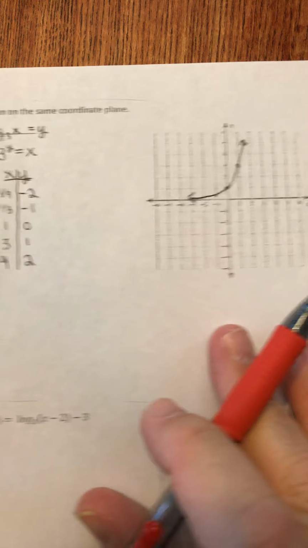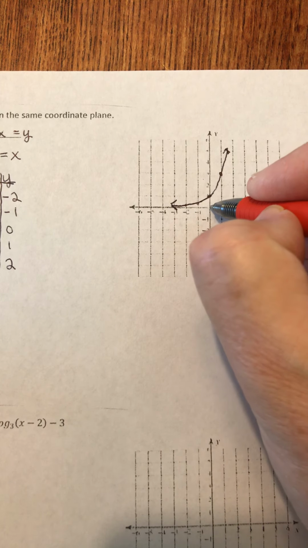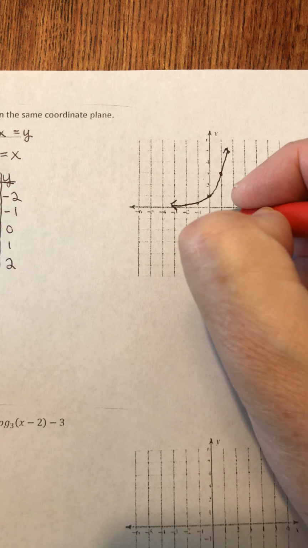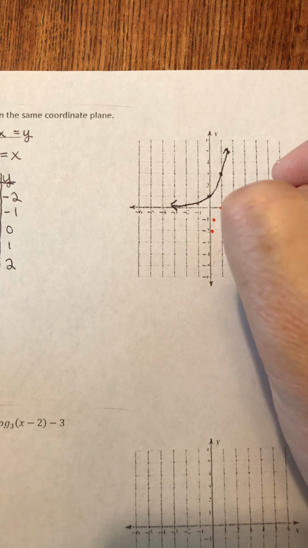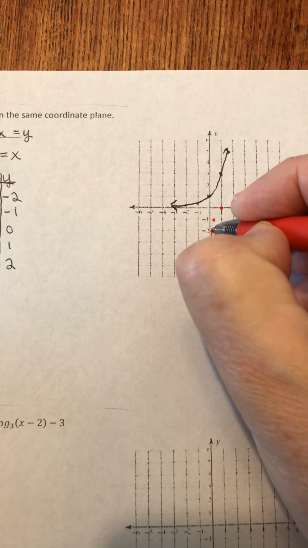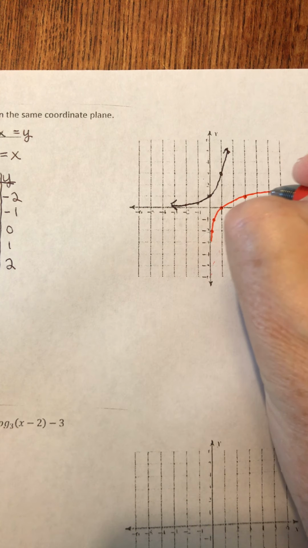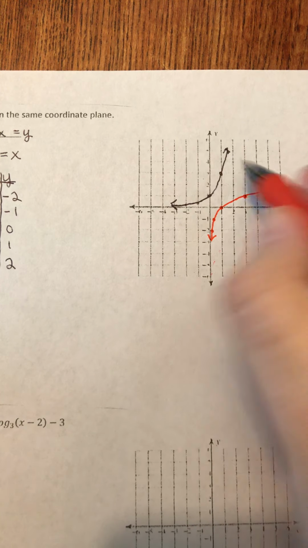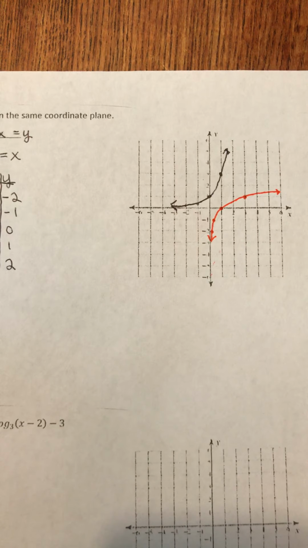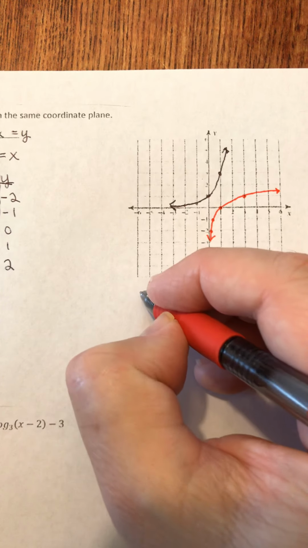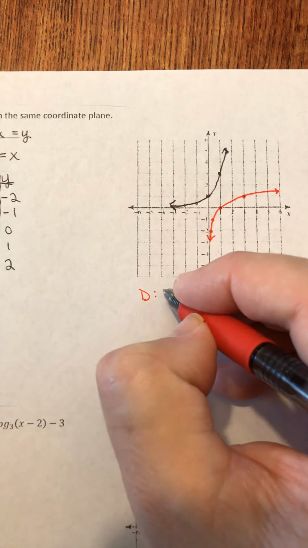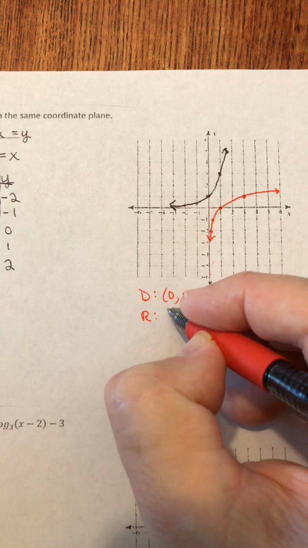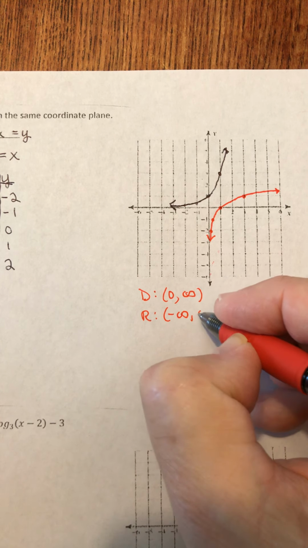And I'll do this in red just to show. So 1/9 of a unit to the right, I go down 2. 1/3 of a unit to the right, I go down 1, 1, 0, 3, 1. The other number doesn't fit. That's okay. Just draw it towards it. So this one has a vertical asymptote. The growth has a horizontal asymptote. And the domain on the log is from 0 to infinity, the range always the same on these, negative infinity to infinity.